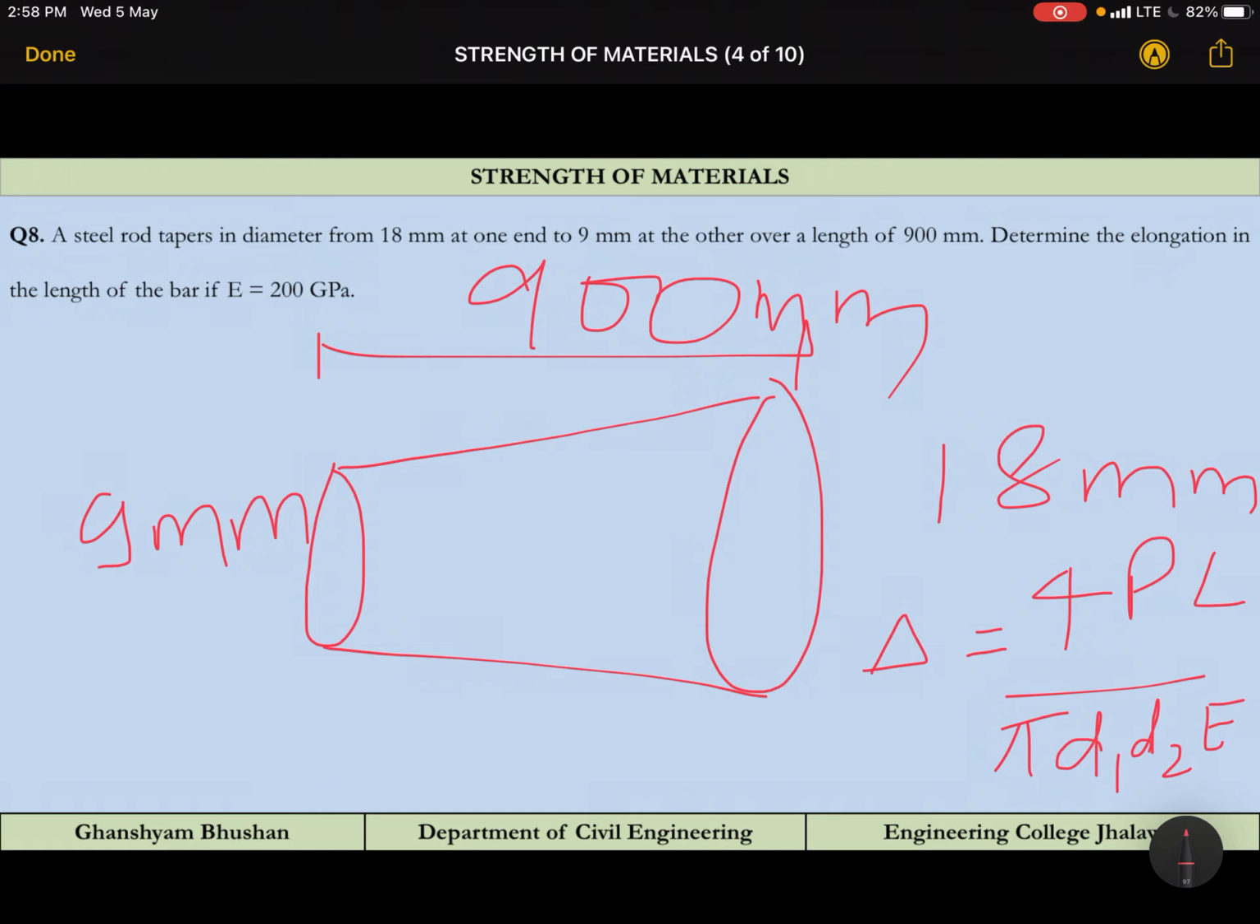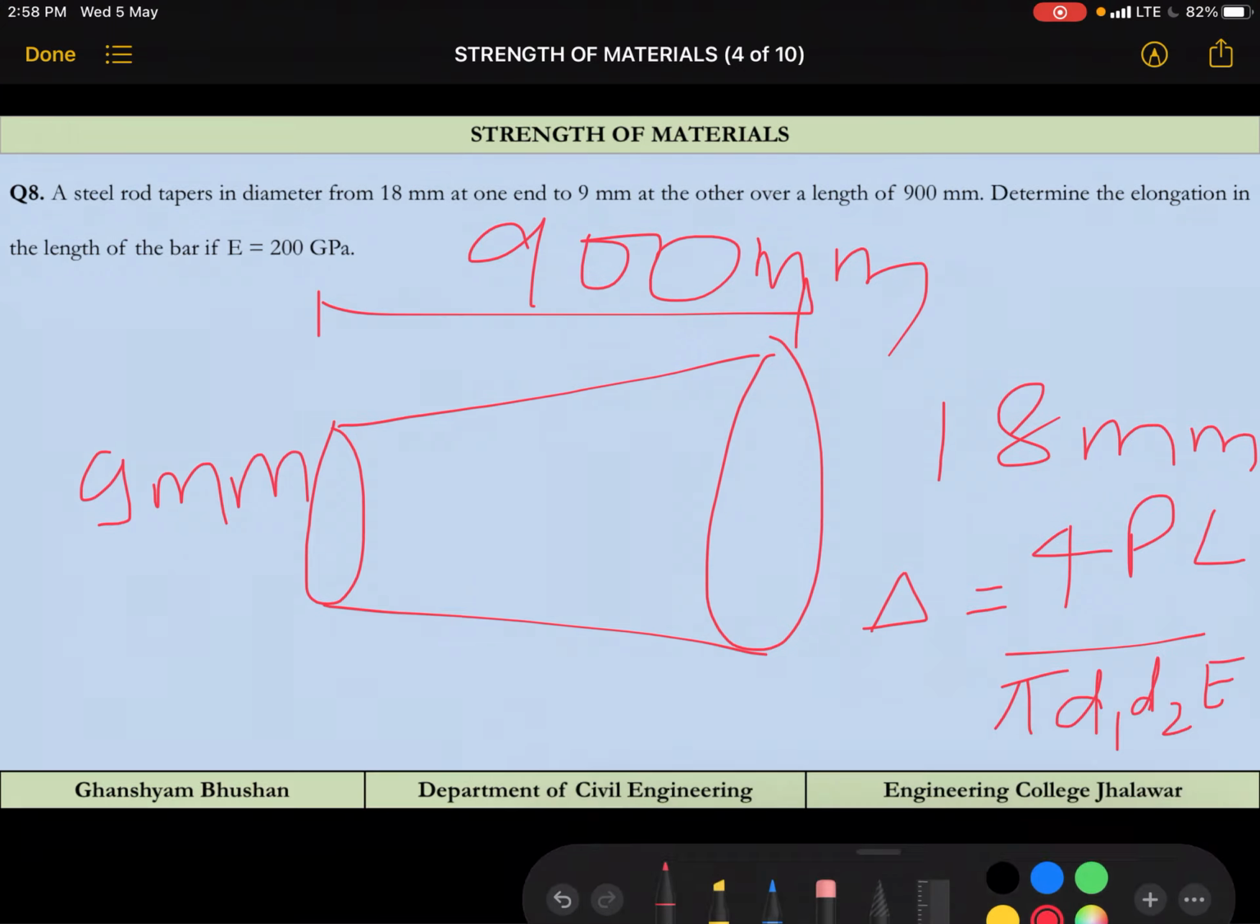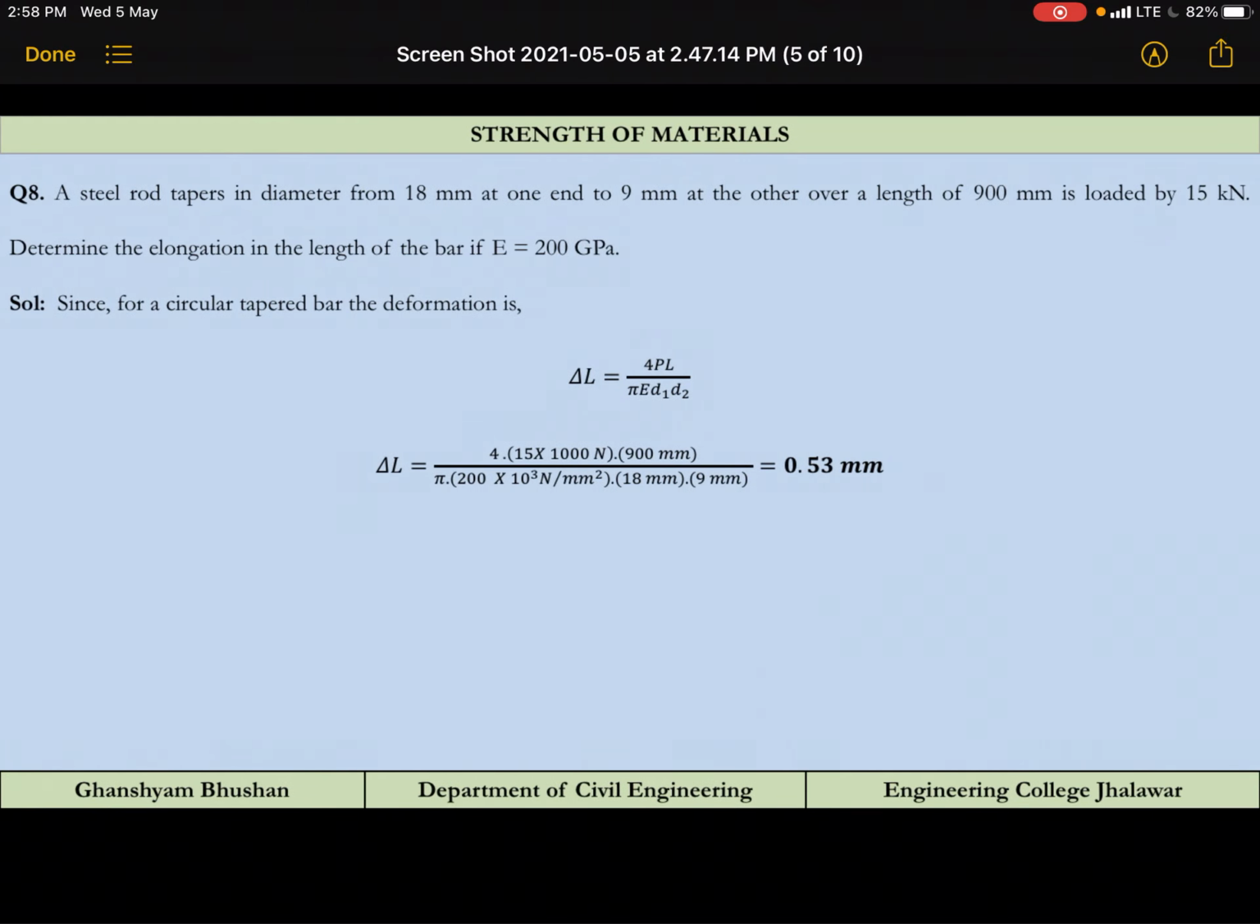I think I have missed the value of P. Let us check in the next question. The value of P is given as a load of 15 kilonewton. So everything is given, just put the values and you will get a value of 0.53 mm.